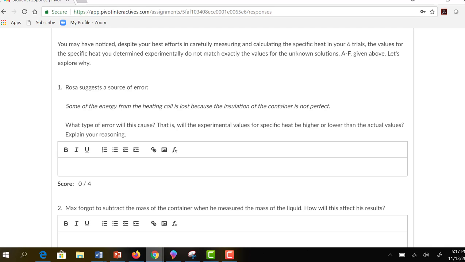Okay, so the first one, Rosa suggests a source of error. Some of the energy from the heating coil is lost because the insulation of the container is not perfect. So what type of error will this cause? In other words, will the experimental value for the specific heat be higher or lower than the actual value? And then explain your reasoning. So make sure you use complete sentences there. Don't try to be really frugal here. I mean, take some time. This is 10% of the overall lab, right? 4 out of 40 points. So spend some time answering that one. It doesn't have to be pages and pages, but make sure you address this whole concept and explain why you think that.